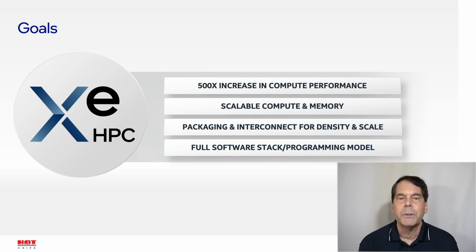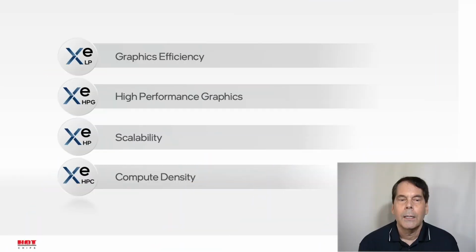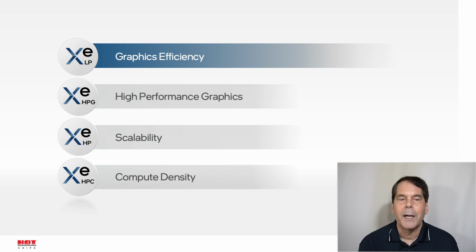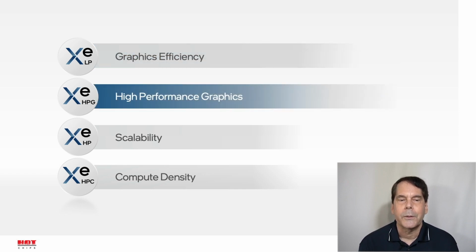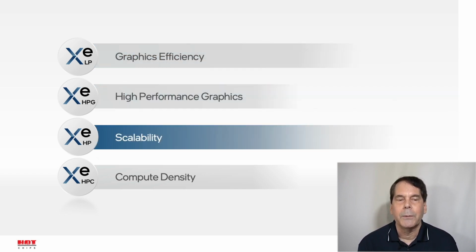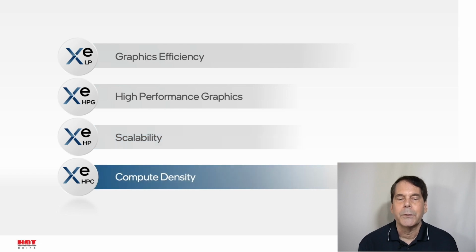Before diving into the GPU architecture details, let me provide some more context and a bit of an architecture recap. Around this time last year, Intel introduced the Xe architecture, and we discussed variations of that common architecture or microarchitecture to support the needs of different market segments. At Hot Chips 2020, we outlined the 4 variants: XeLP for low power, XeHPG for high-performance graphics, XeHP for scalability, and XeHPC for compute density. In that talk, we overviewed some of the baseline Xe architecture.